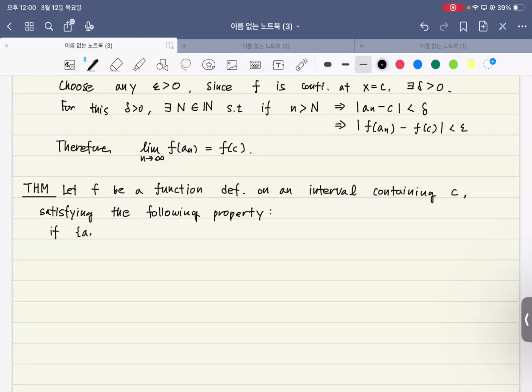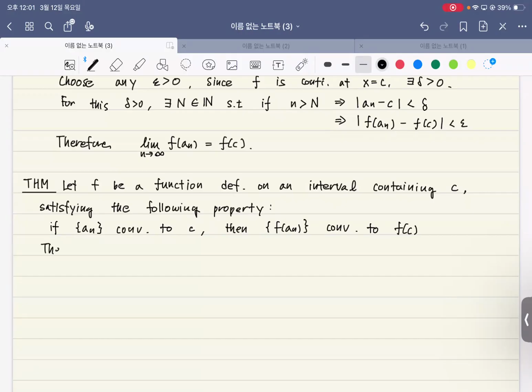If any sequence is converging to point c, then the composed sequence is also converging to f(c). Well, in other words, this function is always preserving the convergence. So I have a function satisfying the condition. So then f must be continuous.